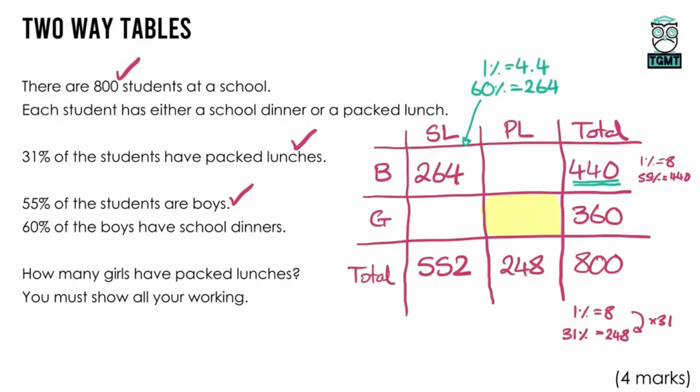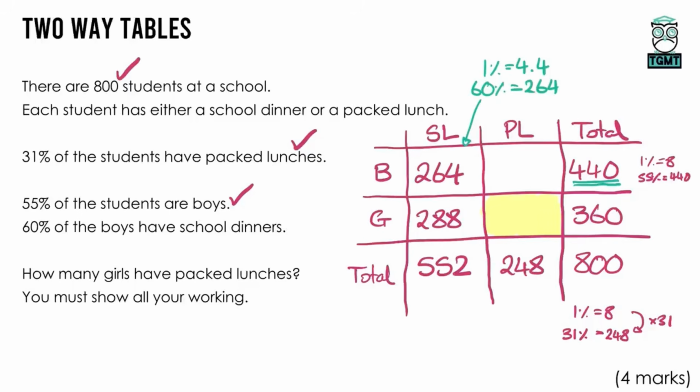We can now work out how many girls had the school dinners, because there was 552 students that had school dinners. 264 of them are boys, so that means 288 of them were girls. We can now go straight across. We actually don't need to find the packed lunch for the boys. You can do if you want. It doesn't say that we had to complete a table. We just need to find that highlighted box there.